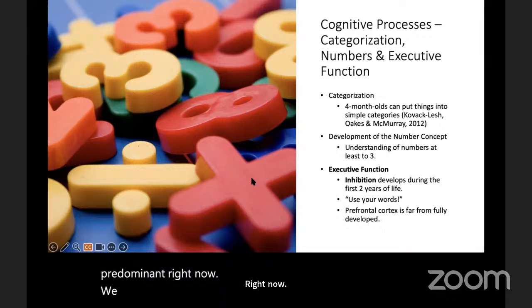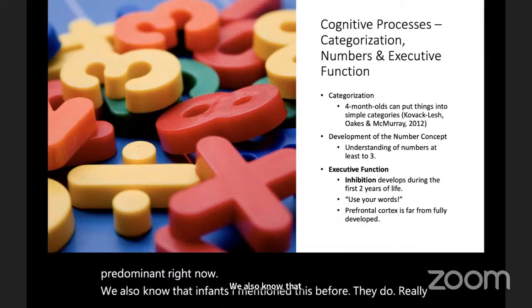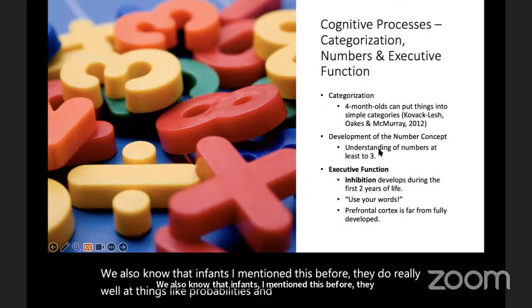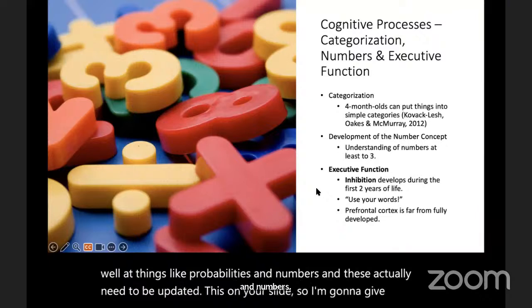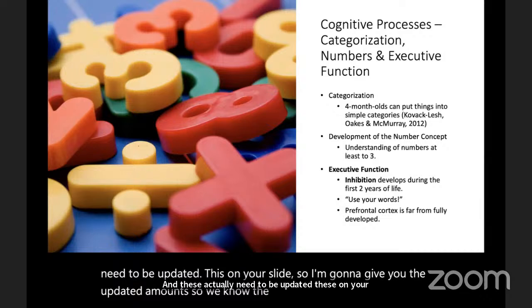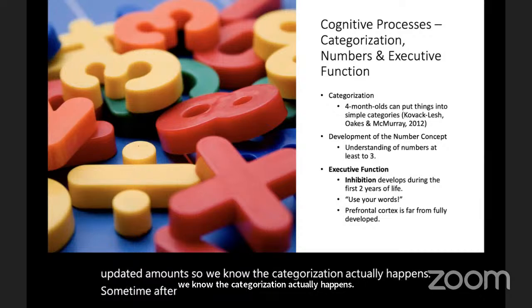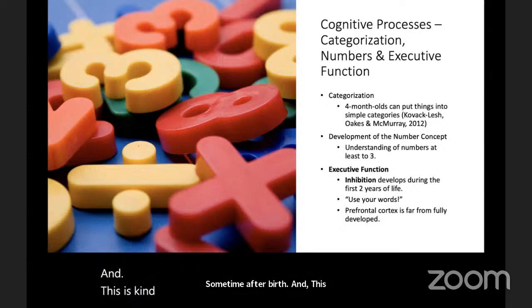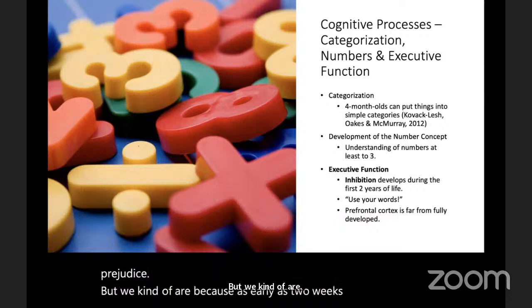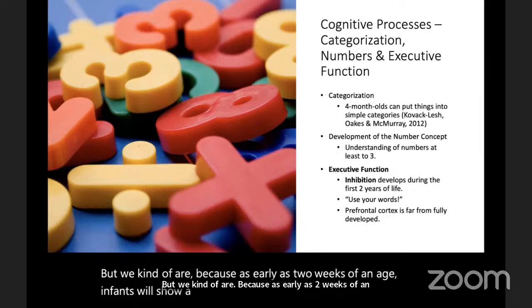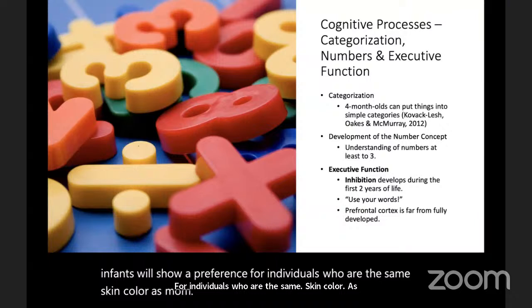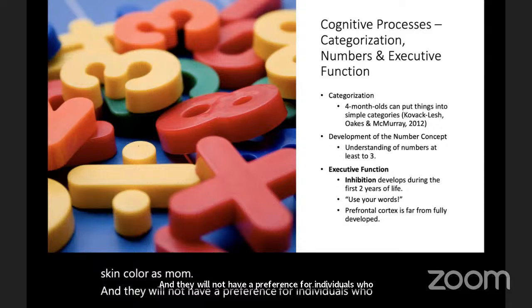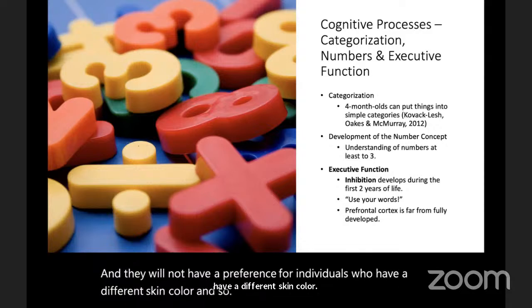We also know that infants, I mentioned this before, do really well at things like probabilities and numbers. And these actually need to be updated on your slide, so I'm going to give you the updated amounts. We know that categorization actually happens sometime after birth. We're told we're born without prejudice, but we kind of are, because as early as 2 weeks of age, infants will show a preference for individuals who are the same skin color as mom, and they will not have a preference for individuals who have a different skin color. This is why we need to update this.